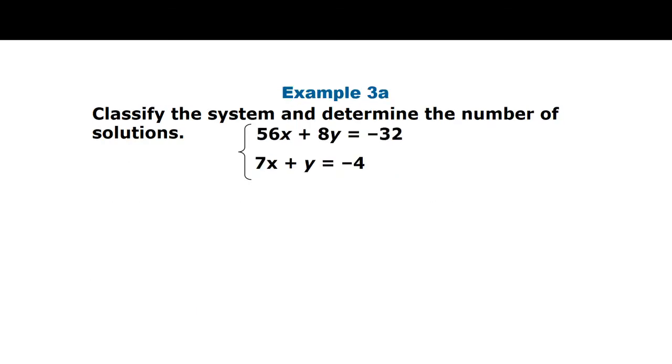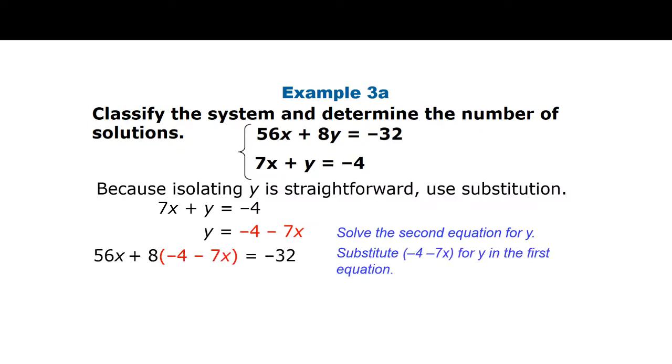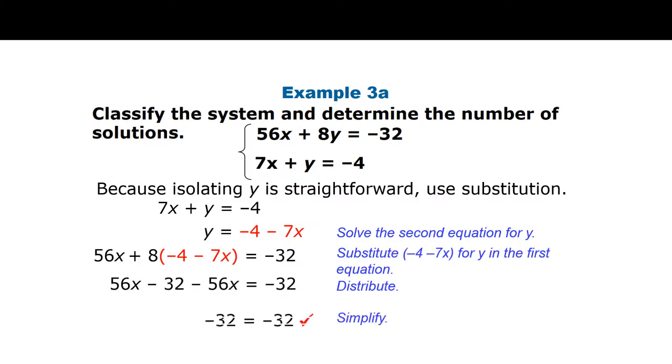All right, let's try another one. Again, we're going to have to solve this first, and when you get started solving it, you can see this y is almost all by itself, so we can isolate the y and substitute. You can go back and work through these problems if you'd like. I just really want to get to the end of the punch line here.